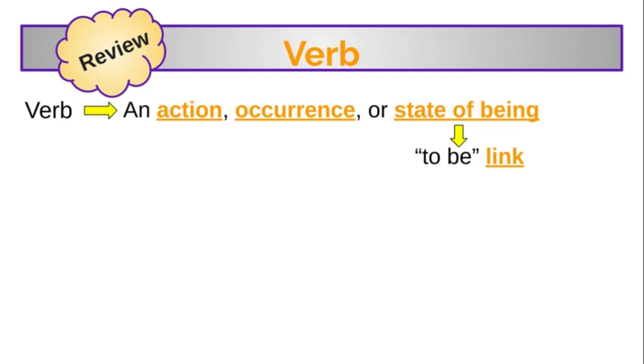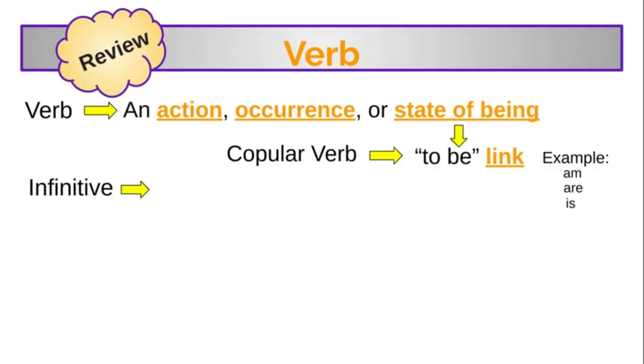To be verbs link, they tell the state of being of the subject and connect the subject with additional information about the subject. Linking verbs are also called copular verbs. Some examples of copular verbs in the present tense: am, as in I am; are, as in you are; is, as in he is, she is, it is.